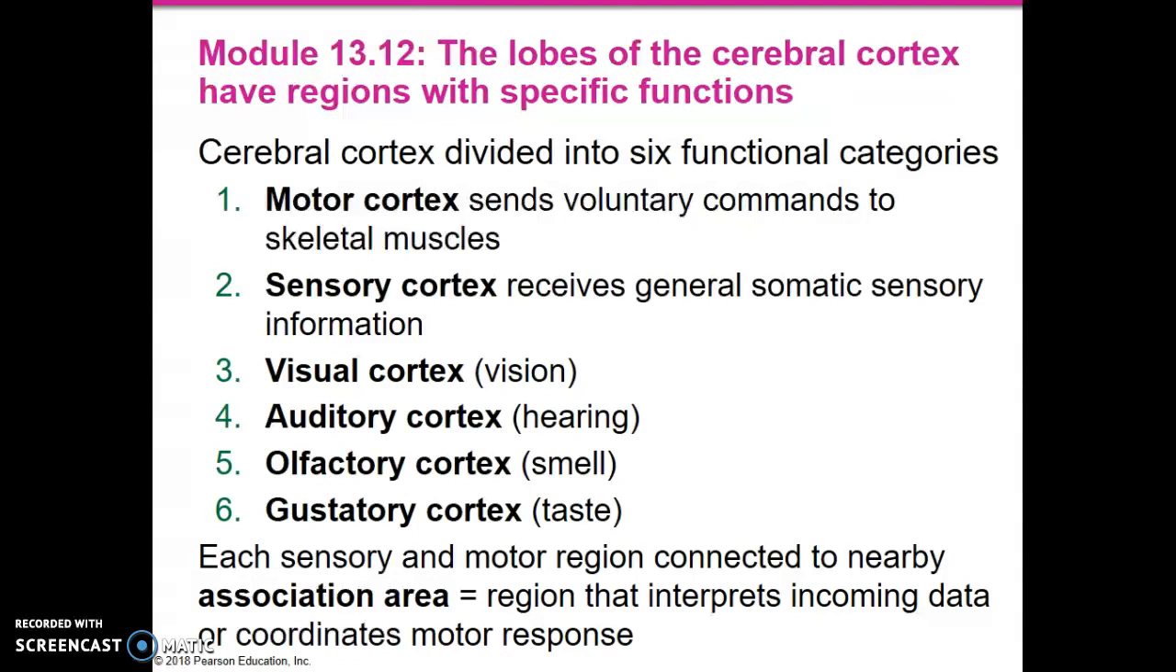The lobes of the cerebral cortex have regions with specific functions. So the cerebral cortex is divided into 6 functional categories: motor, sensory, visual, auditory, olfactory, and gustatory, or taste. And each sensory and motor region is connected to a nearby association area, and that's the region that will interpret the incoming data or coordinate the motor response.